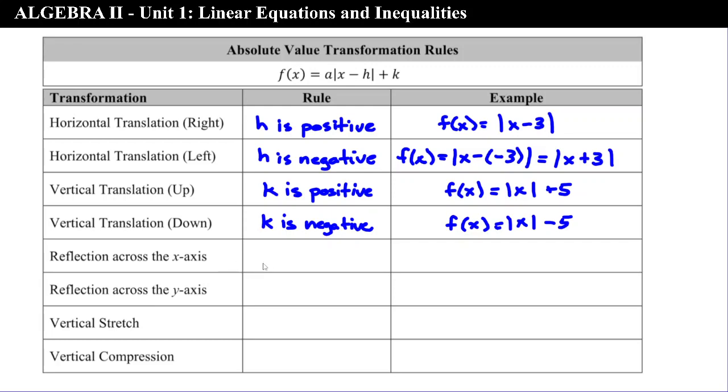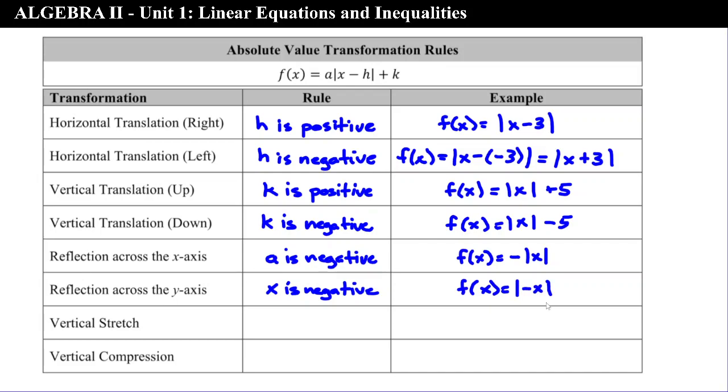Okay, so now we have a reflection across the x-axis. That occurs when a, which is that number out in front, is negative. So for example, f of x equals negative absolute value of x. If you put a negative sign in front of the x within the absolute value symbol, so you have f of x equals the absolute value of negative x, then you have a reflection across the y-axis.